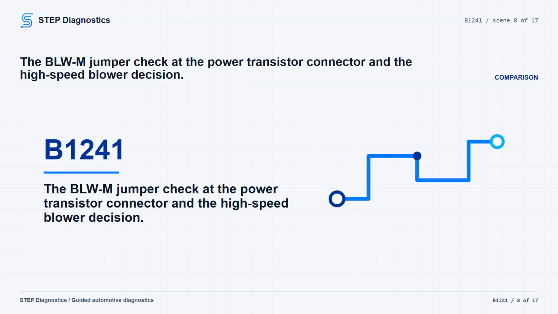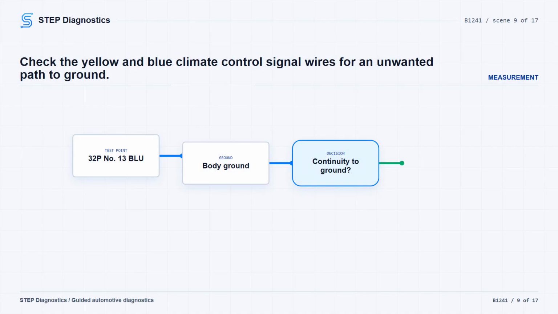If the blower motor runs at high speed, the BLWM wire is okay, and you move to the climate control signal wiring. If it does not run at high speed, repair the open between the power transistor and the blower motor. Turn the ignition switch to lock 0, remove the jumper wire, and disconnect the climate control unit 32P connector.